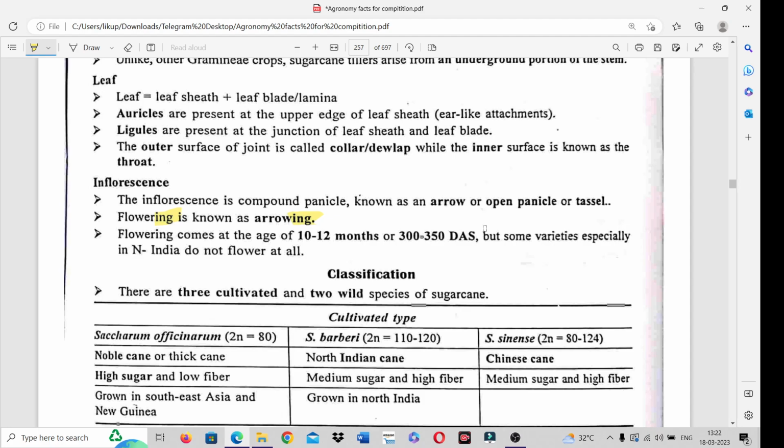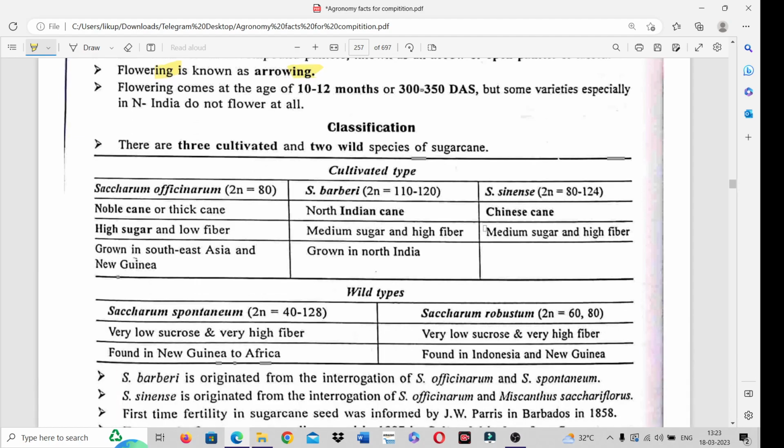Flowering comes at the age of 10 to 12 months, that is 300 to 350 days after sowing, but some varieties, especially in North India, do not flower at all. Then classification: there are 3 cultivated and 2 wild species of sugarcane, that is officinarum, barberi and sinensis.